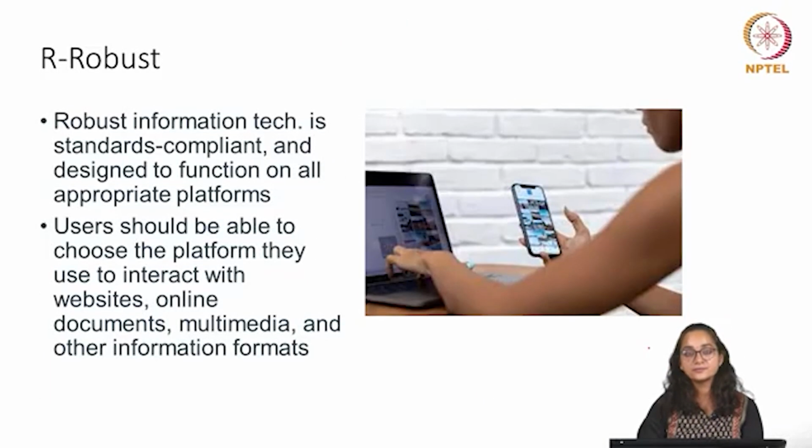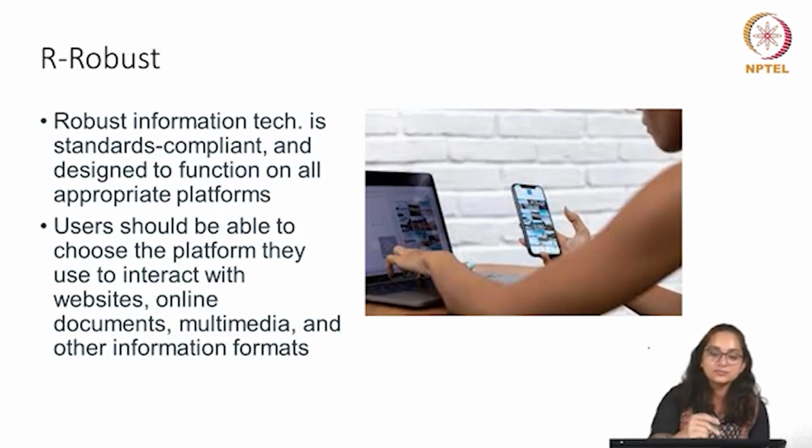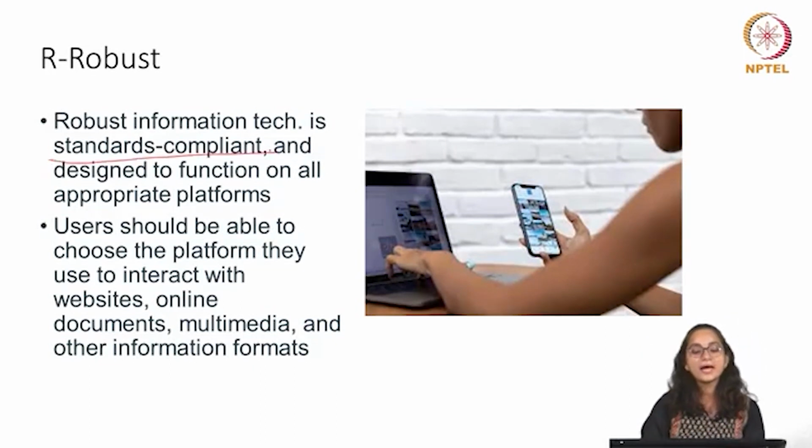The fourth stands for robust. So, robust means that any information technology is firstly compliant with standards and is designed to function on all appropriate platforms. So, responsiveness falls under the robust category. It is compliant with the ethical, the legal, all of those standards, so that you know that it is trustworthy, it is robust to use, the website is not failing.